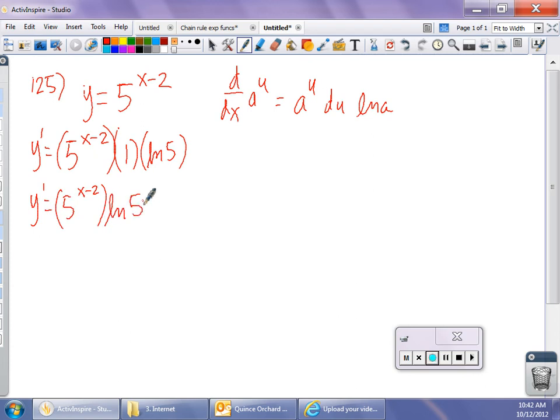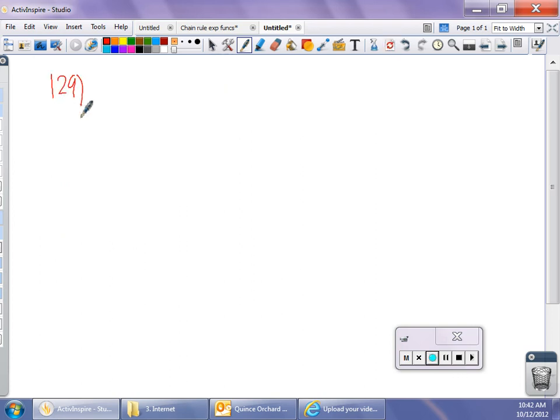All right, let's take a look at 129. In number 129, we have a product, and we have h of theta equal to 2 to the negative theta times the cosine of pi theta. Remember, we keep talking about the right tool for the right job. So this problem requires the product rule.